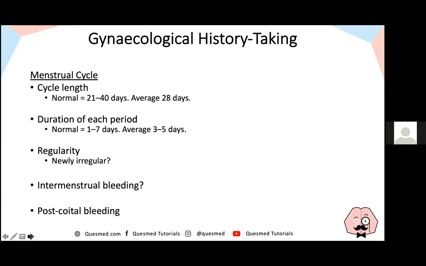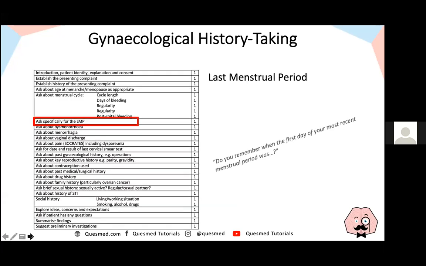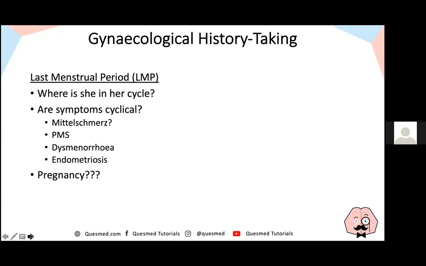So important to wonder why that is. And it's always important to ask about post-coital bleeding, so bleeding during or after sex. This can be an indicator of cervical pathology such as cancers. And we should specifically ask about the last menstrual period. The reason we're asking about this is it might lead on to a discussion about where she is in her cycle. Are her symptoms cyclical?